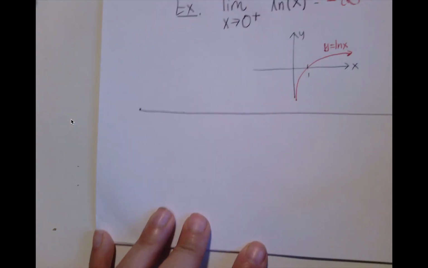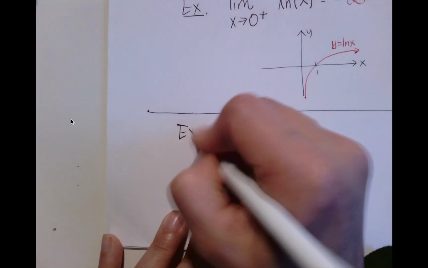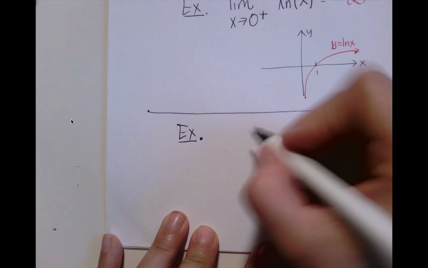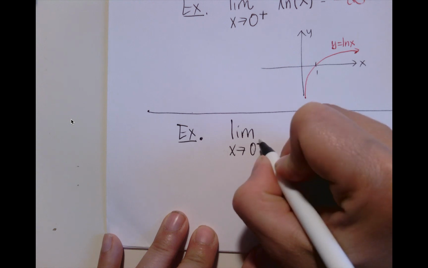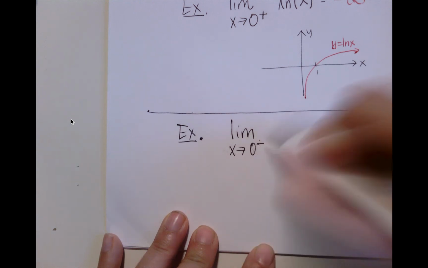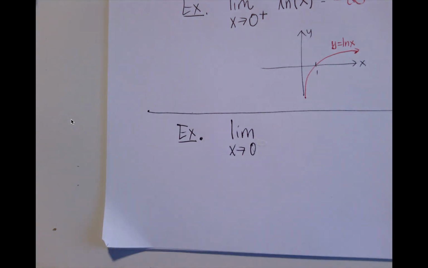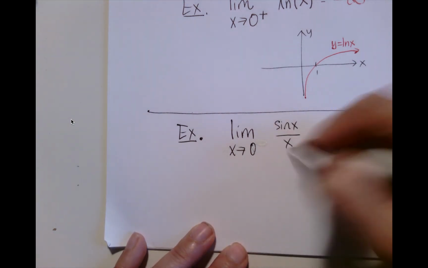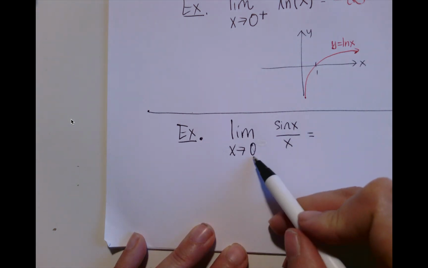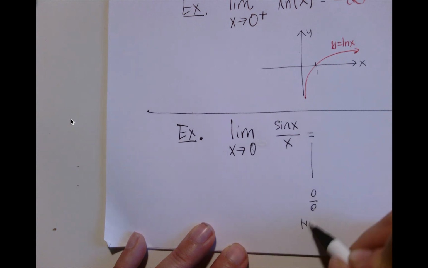Okay, one more example. This isn't an infinite limit, but it is a very important limit that will come up later. Let's do the limit as x approaches 0, I'm not going to do right or left, of sine x over x. Okay, so if I substitute 0, I get 0 over 0. So that's indeterminate. It's no info. The function is simply undefined at 0.